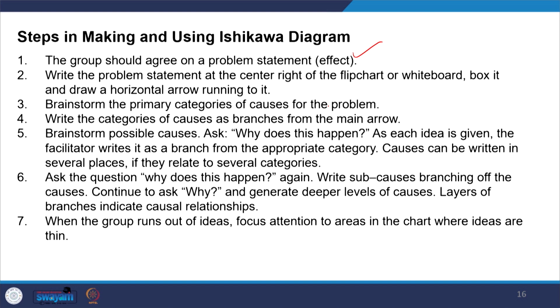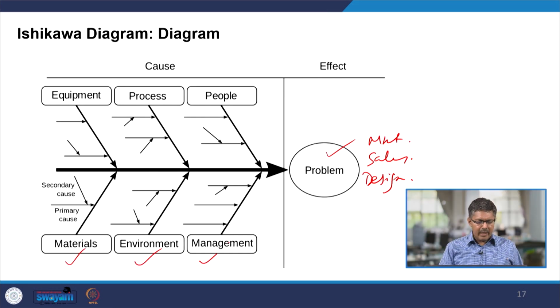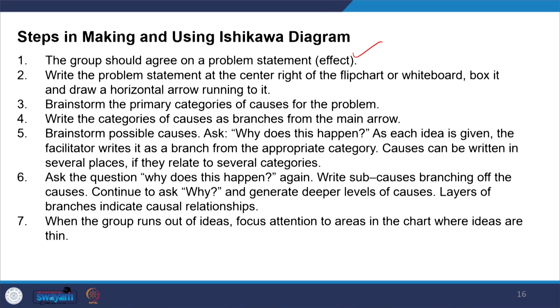Then brainstorm the primary categories of causes. So, what are the primary causes, right? For example, here we are saying materials, environment, management, people, process and equipment. These are the 6 major causes which affect the sales or design or whatever is our issue at hand. Now, after this, the brainstorming happens and questions are asked like why does this happen, right? As each idea is given, the facilitator, the moderator, starts writing it as a branch from the appropriate category.